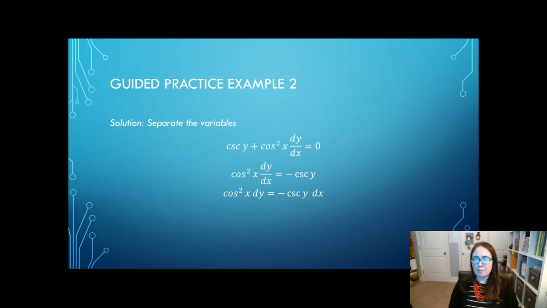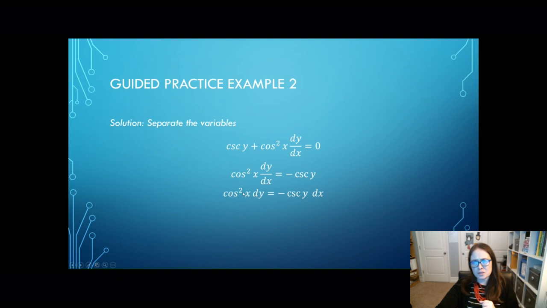Okay, so it's looking better. I've just got the two terms on separate sides, but the x's and y's, they're all jumbled up. So if I divide the cosine squared x over to the right side, that would move all the x's to one side. And also the dx would now be in the numerator. I can't have the dx in the denominator. That's problematic for what I do after I separate the variables. Same thing with the dy. I want those differentials to be in numerators, not denominators.